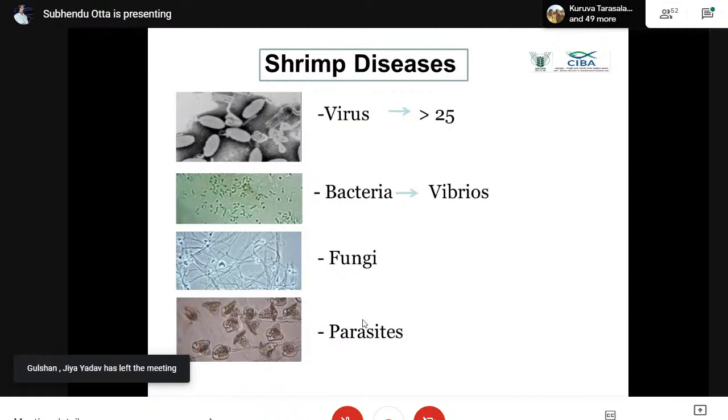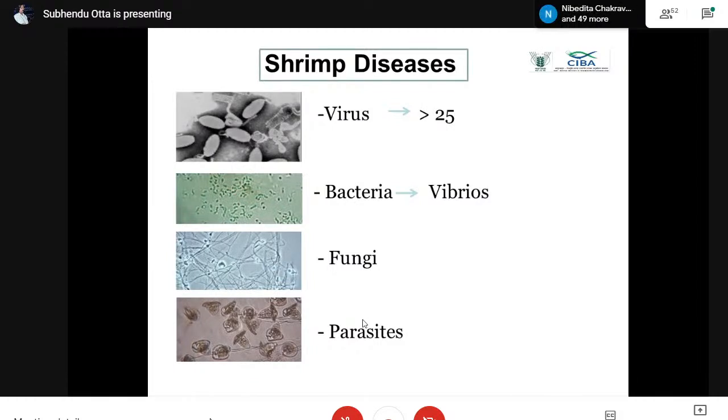The second is bacteria. Earlier it was thought that bacteria are not that important. Some disease may occur, but somehow if you put some sanitizers or antibiotics, you can control it. But if you see the present scenario, with early mortality syndrome or acute hepatopancreatic necrosis disease, AHPND, some bacteria like Vibrio parahaemolyticus and some other species can harbor a specific gene or plasmid, and that can be more severe than the virus also.